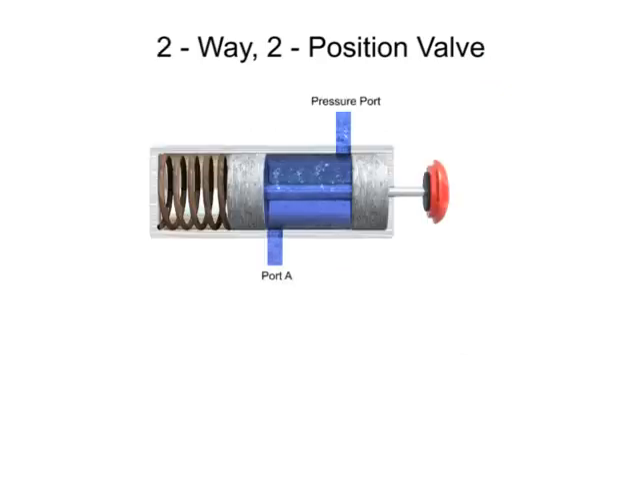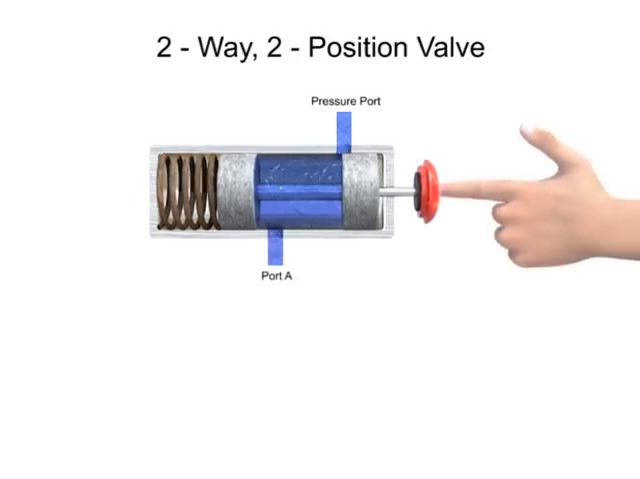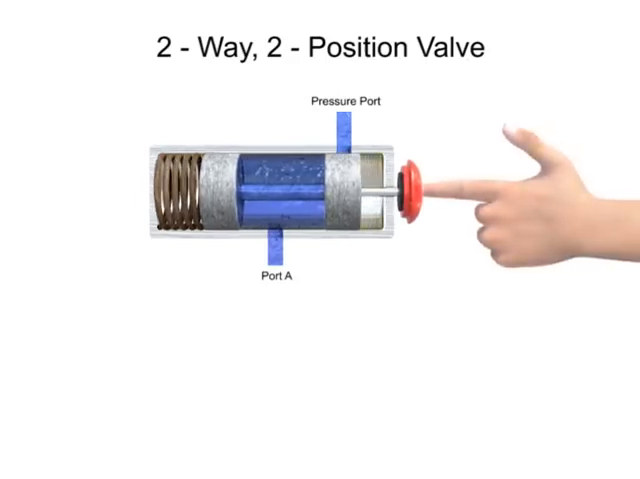This spool valve has 2 ports and 2 positions. The first position allows fluid to flow freely. The second position blocks both ports. Even though both ports aren't physically blocked, the lack of fluid entering the pressure port also prevents fluid from exiting outlet port A. Therefore, both ports are defined as blocked, making it a 2-way, 2-position valve.